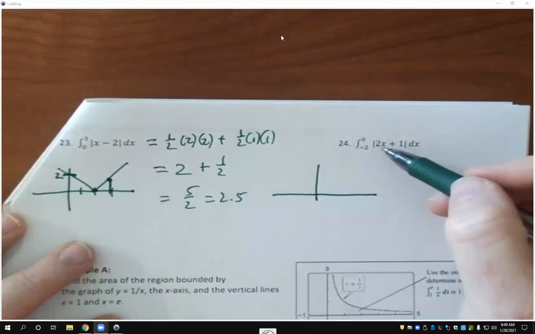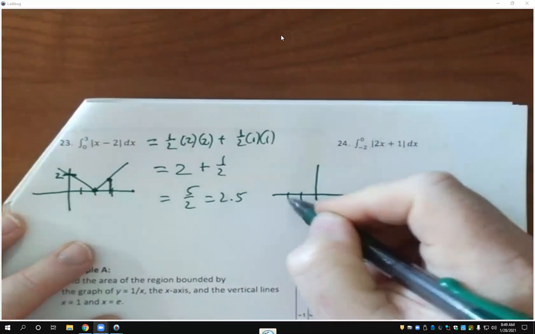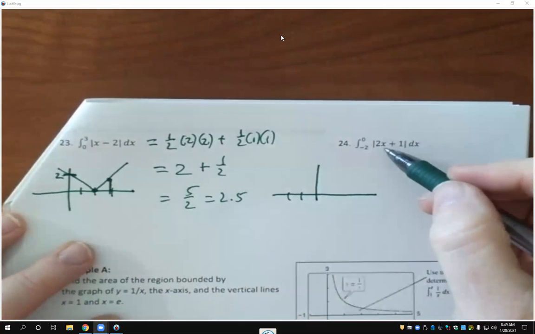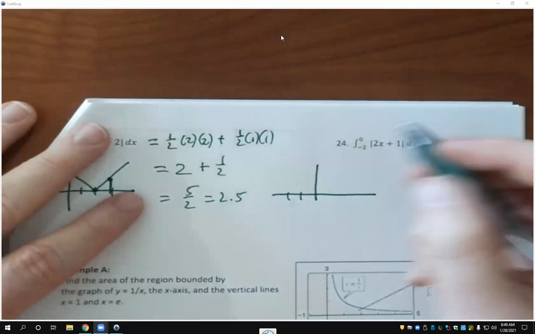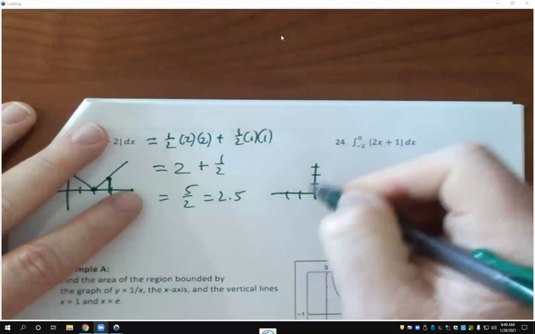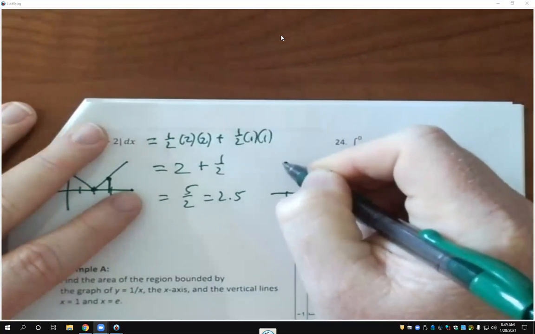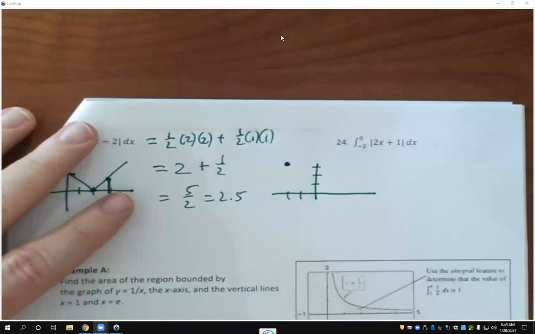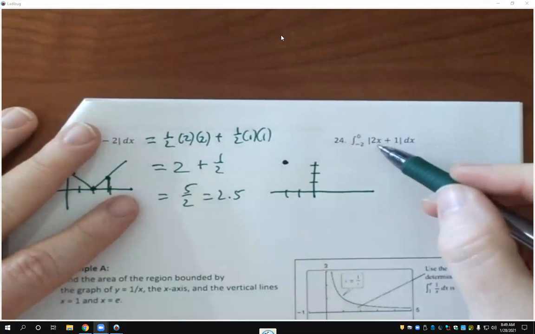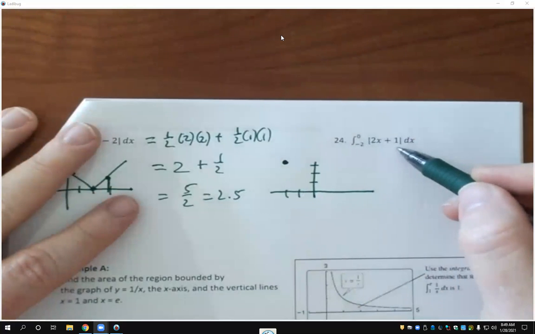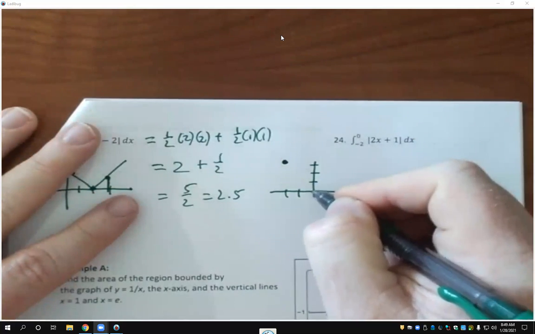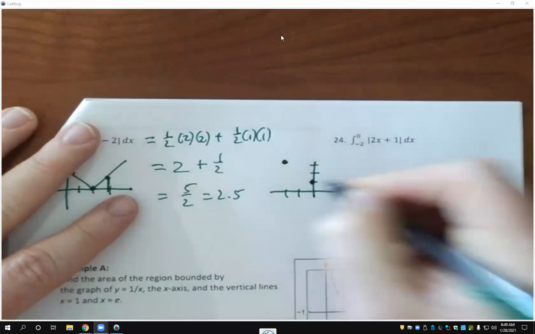So when I plug negative 2 in, let's go ahead and plot negative 2 here. I get 2 times negative 2 is negative 4 plus 1 is negative 3, and the absolute value of negative 3 is positive 3. So at negative 2, I'm at positive 3. Then I'm going to plug 0 in, and 2 times 0 is 0, plus 1 is 1. The absolute value of 1 is 1. So when x is 0, I get 1.